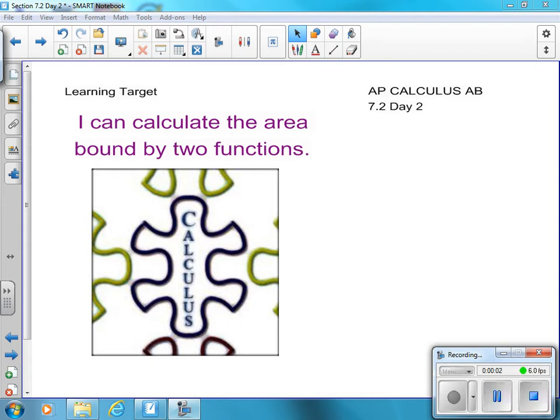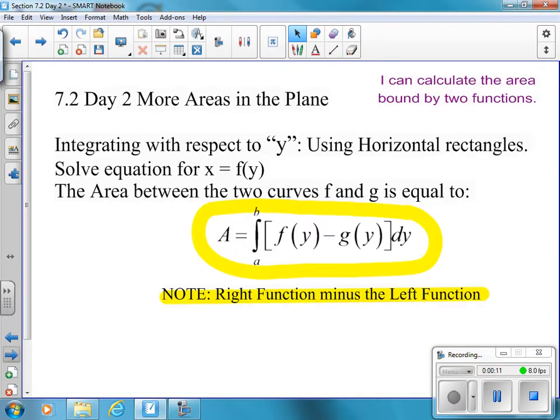Welcome to the second day of section 7.2. Again, we're going to be calculating area bound between two functions, or the area between two curves. Today we're going to do something a little bit different, which is integrating with respect to y.